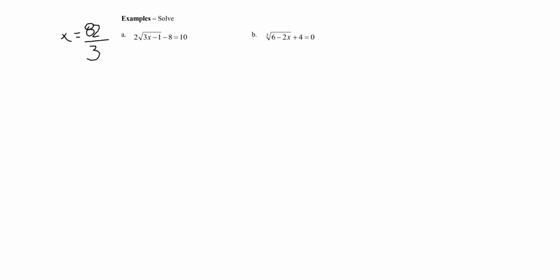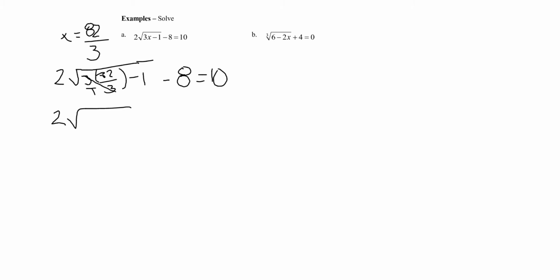So when I plug it into my equation, or substitute it into my equation, I would have 2 times the square root of 3 times 82 over 3 minus 1, minus 8 equals 10. Here, under the radical first, my 3's, if I were to multiply, would cancel each other out. They would equal 1. So I'm left with 2 times the square root of 82 minus 1, which is 81, minus 8 equals 10.